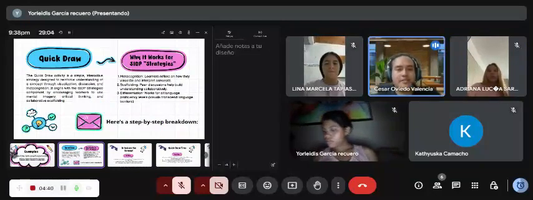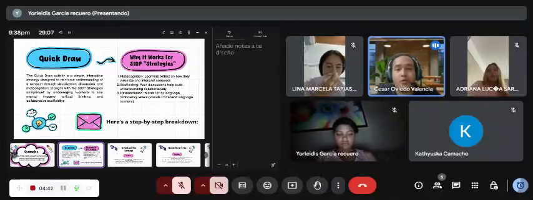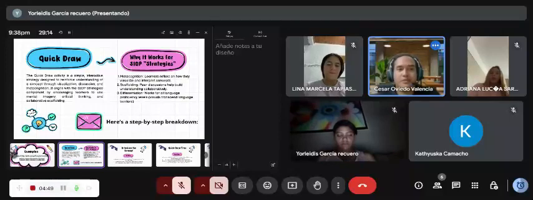Okay, let's continue with Quick Draw and what is the SIOP strategy. The first is, what is this activity like? What is Quick Draw? Quick Draw is a simple, interactive strategy designed to reinforce understanding of a concept through visualization, discussion, and metacognition. It's aligned with SIOP strategies, complemented by encouraging learners to use mental imagery, critical thinking, and collaborative scaffolding.